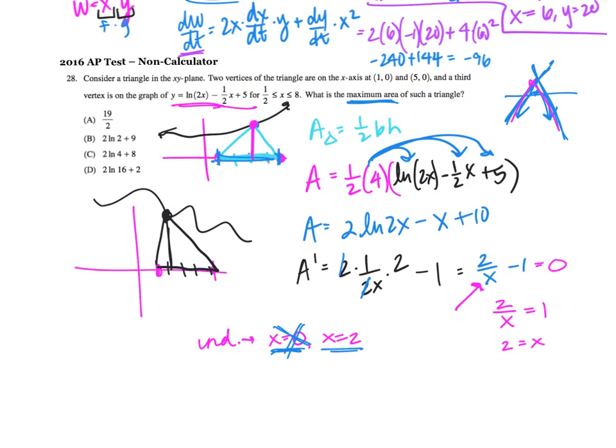So I know that the area is equal to 2, and actually, since I've already simplified my area formula here, I'm going to go ahead and plug it in right there. X is 2, so I'd have 2 times the natural log of 2 times 2, which is 4, minus my x of 2, plus 10, giving me a final answer of 2 natural log of 4 plus 8, answer C.